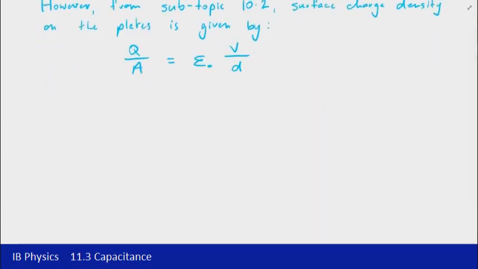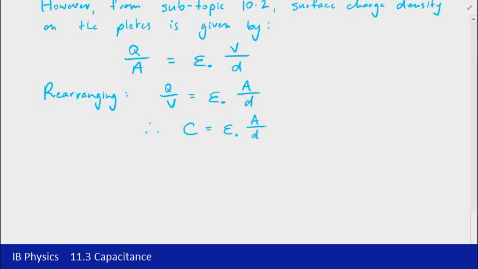Now if we rearrange that equation, you can hopefully see that we can arrive at an expression for Q on V. That's simply by dividing by V, taking V across onto the left hand side, and multiplying A up onto the other side, so we end up with epsilon naught multiplied by A over D. If we've got Q on V, we know that's our capacitance, so we can say that capacitance is equal to the permittivity of free space multiplied by the area over the separation of the two plates. So that's an equation that we can then use for capacitance.